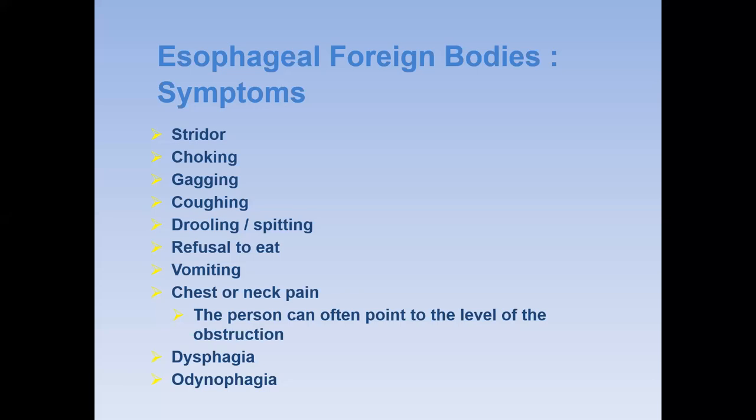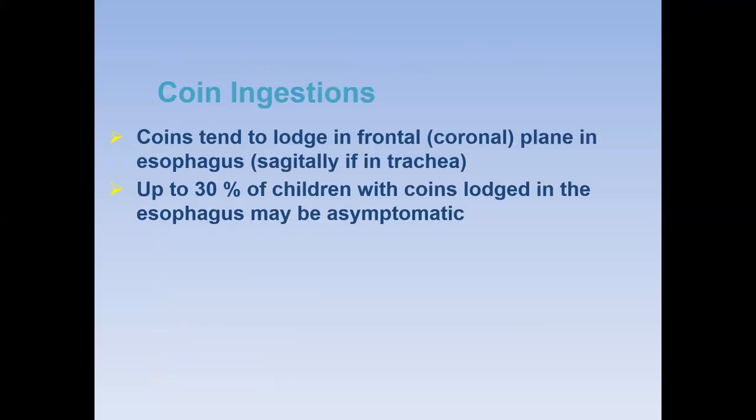dysphagia, and painful swallowing. So children usually swallow coins, okay? Coin ingestion is the commonest foreign body we find in children in the esophagus. They usually swallow the 100 shilling coins or the 500 and 200. Sometimes they are very heavy, so they end up progressing into the abdomen if the child is above the age of 2 years.